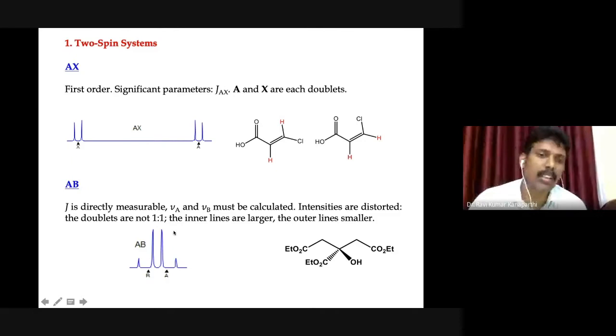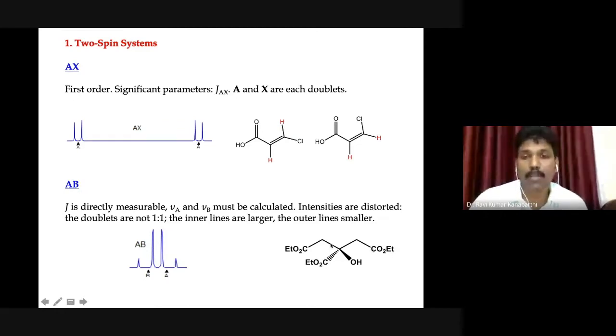Another example is AB system. The example is this. What is A and what is B? So this is one set of protons and this is another set of protons. And here the proton is coupled to CHO. Here it is also CHO, but on the adjacent carbon it has a COOR ester group, and this is also an ester group. But in this case, the proton is attached only to one, right?